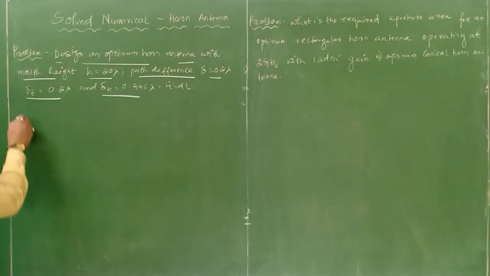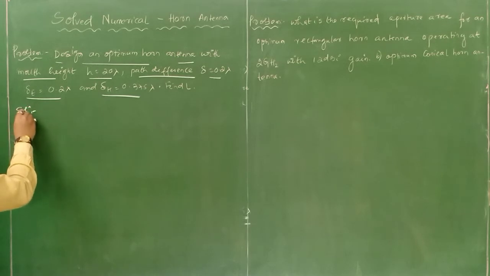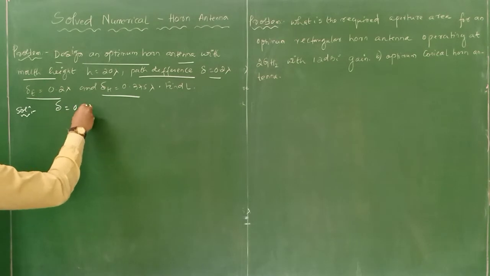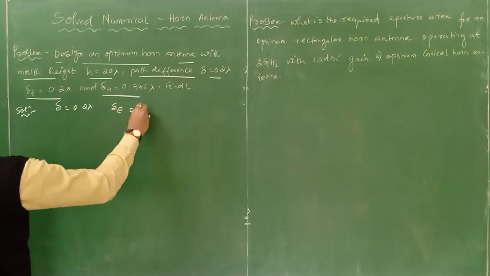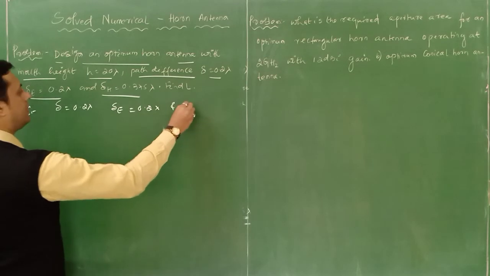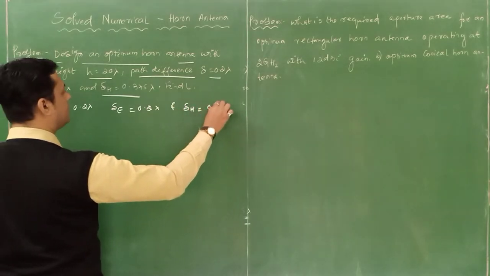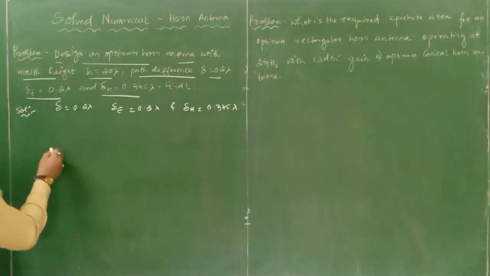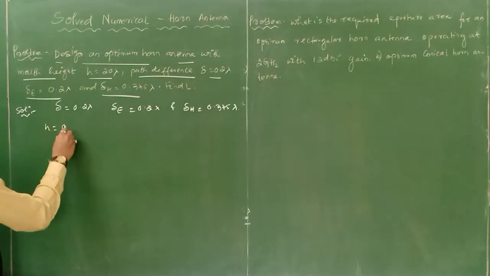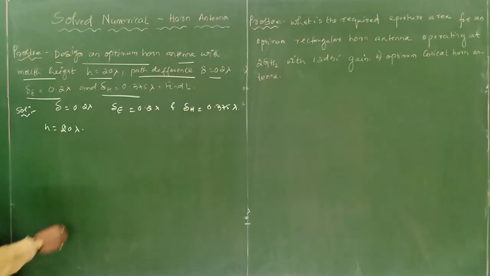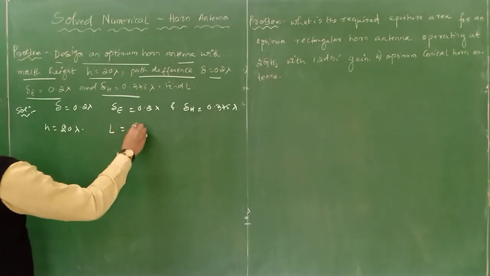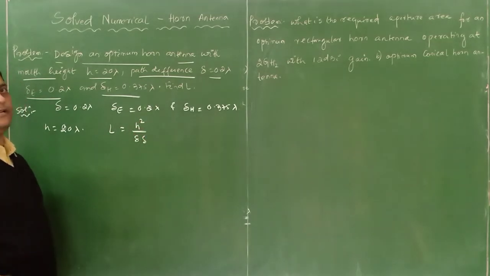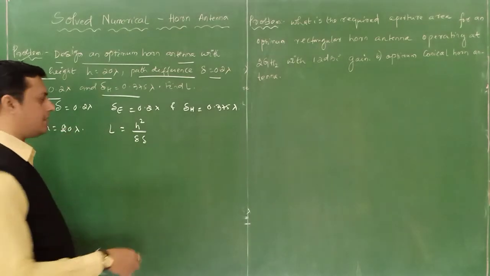So let's see. First of all, whatever the given data is, note it down. Del E is equal to 0.2 lambda, and del H is equal to 0.375 lambda. Now we have one more value, that is h is equal to 20 lambda. And we have the relation L is equal to x square divided by 8 del, or a square divided by 8 del. Anyone you can use. H is also called the aperture.